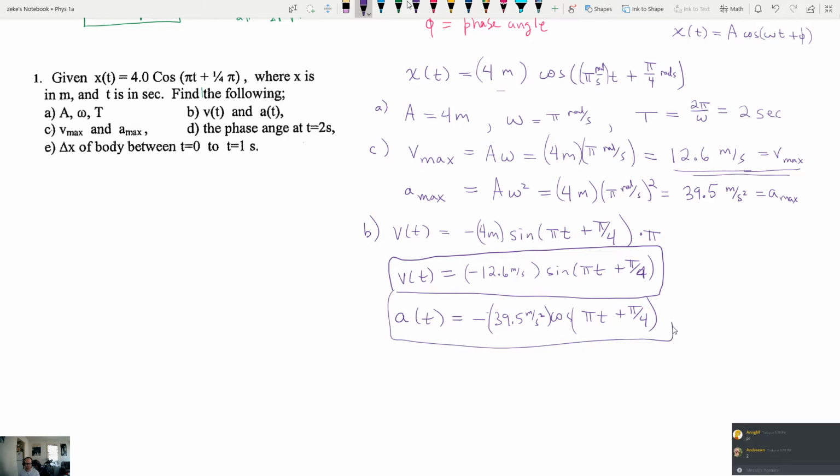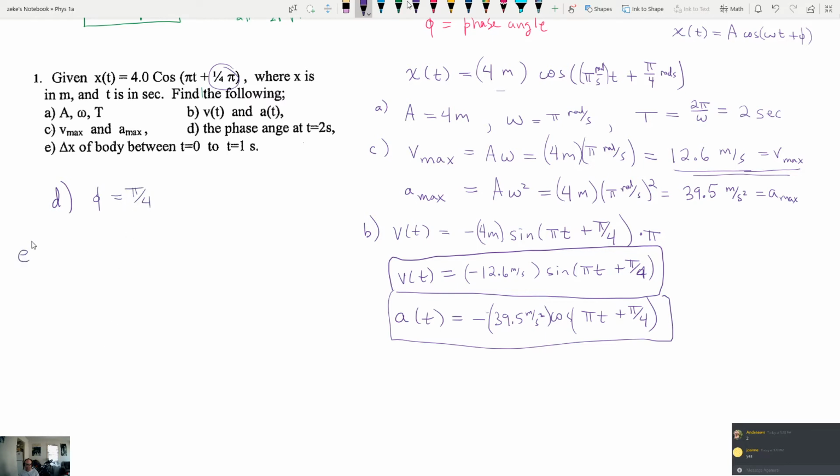Okay. All right. Is everyone good on parts A, B, and C? Let me know if there are any questions. Okay, part D. The phase angle at 2 seconds. This is kind of a trick question because the phase angle doesn't change. The phase angle is just this thing. So phi is equal to pi over 4.